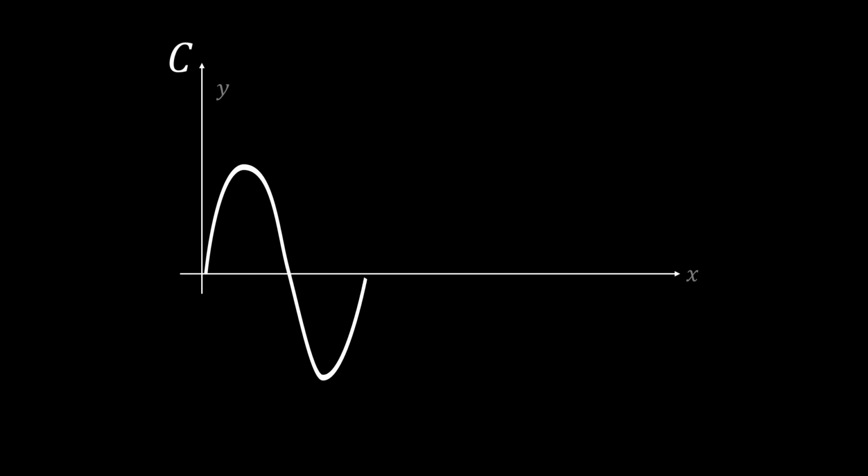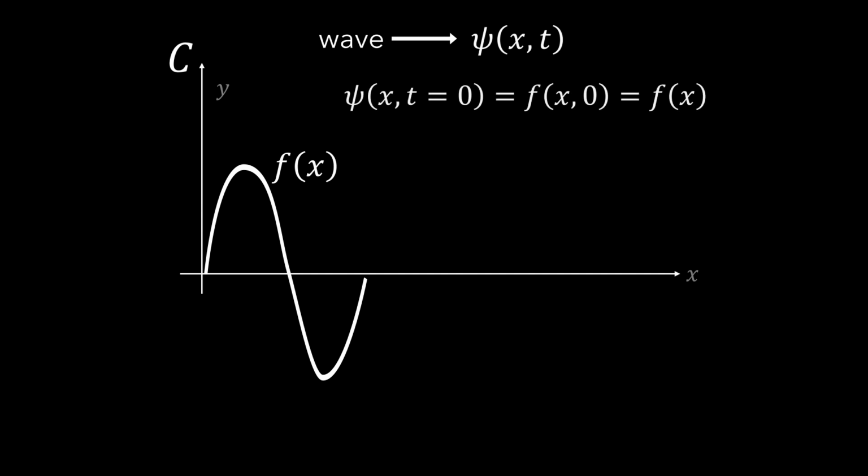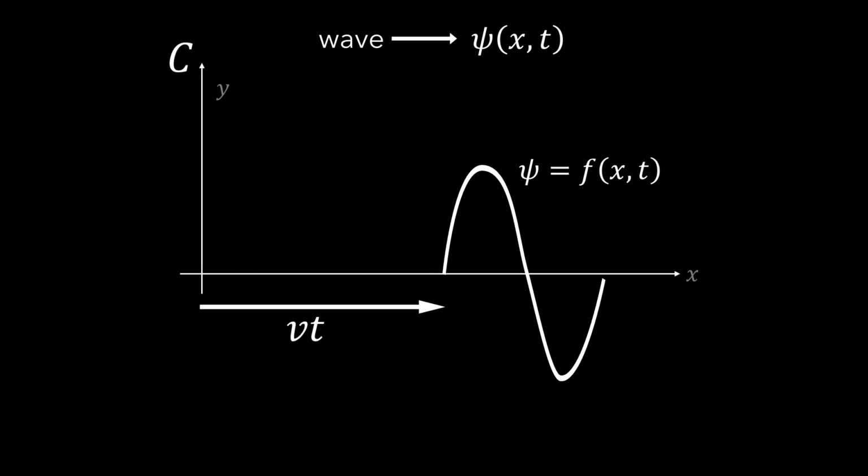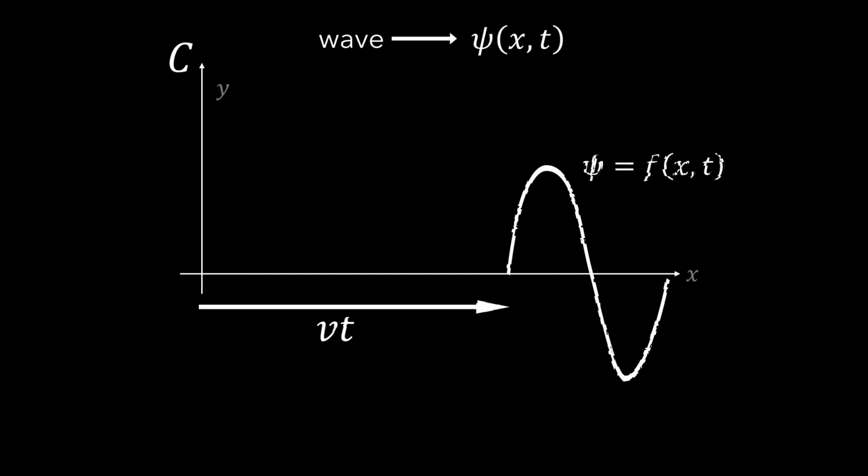Imagine we have a stationary coordinate system and we label it C, and let f of x represent the shape of an arbitrary profile. To mathematically represent a wave, we denote it with psi as a function of x and time. Let's assume that at time equals 0, the wave has a shape of f of x. After some time t, the profile has moved along the x-axis by the distance v times t. Here, v is the speed of the motion.